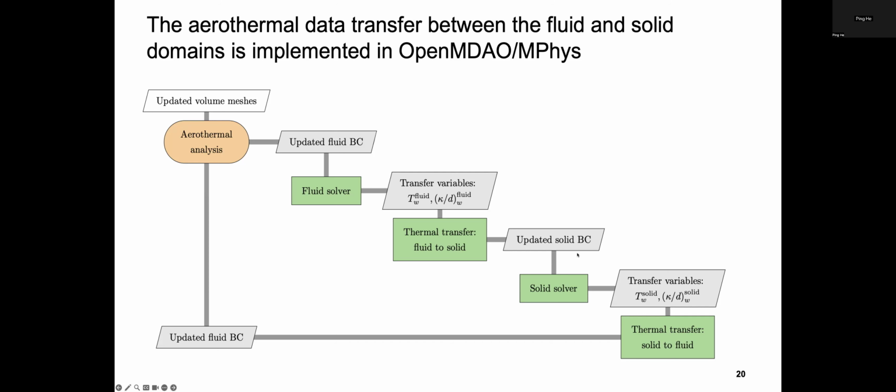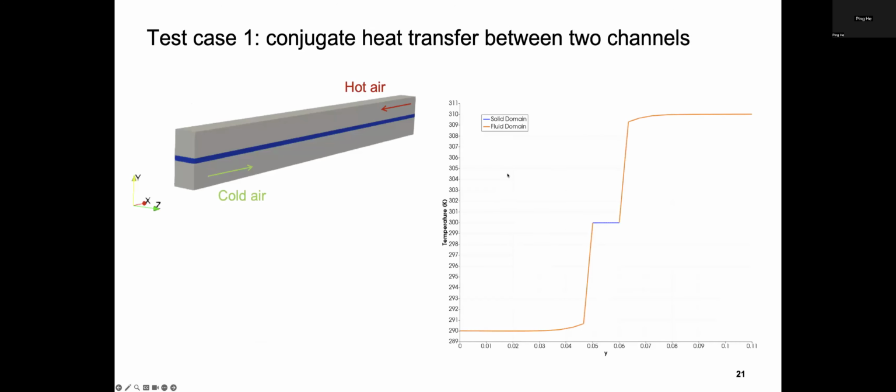We have a fluid domain and a solid domain. They exchange some thermal data, and then we can do conjugate heat transfer. I will not spend a lot of time talking about details, but I want to highlight that we use a transfer scheme that is robust and efficient. This is very similar to the one used in OpenFOAM. It can make sure that the temperature and the heat flux are consistent between the fluid and solid in the conjugate heat transfer simulation. So today I'm going to show you two very simple cases.